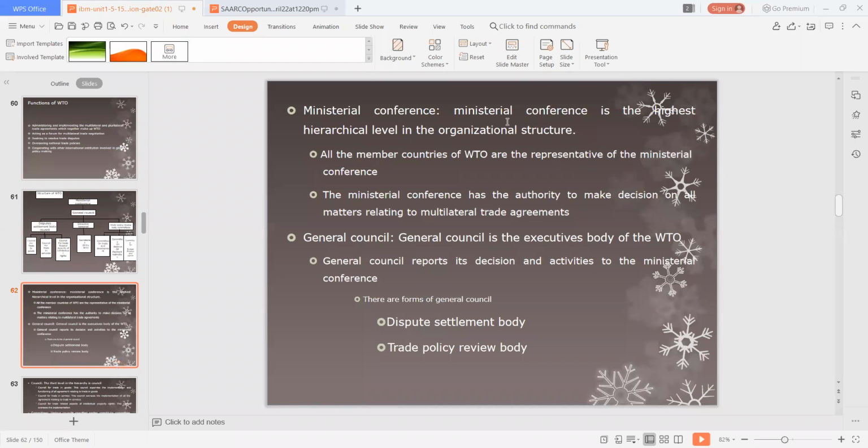Ministerial Conference. What is the Ministerial Conference? It is the highest level in the organization structure. All the member countries of the WTO are represented in the Ministerial Conference. It has authority to make decisions on all matters relating to the multilateral trade agreements. That's the role of the Ministerial Conference at the highest hierarchy. The General Council is the executive body of the WTO. The General Council reports its decisions and activities to the Ministerial Conference. See this: Dispute Settlement Body, Trade Policy Review Body. These are the functions.